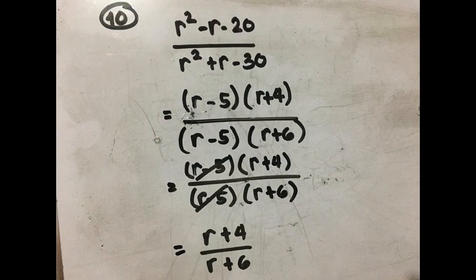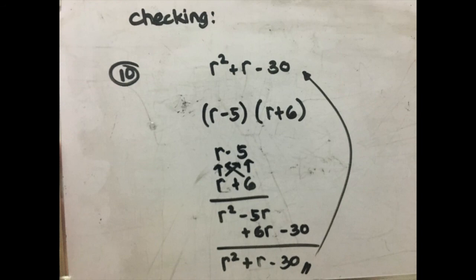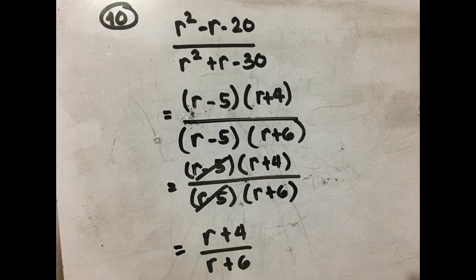Below, it becomes r minus 5 times r plus 6. So what we will do now is cancel out r minus 5, both of them. So we are left with the final answer, r plus 4 over r plus 6.